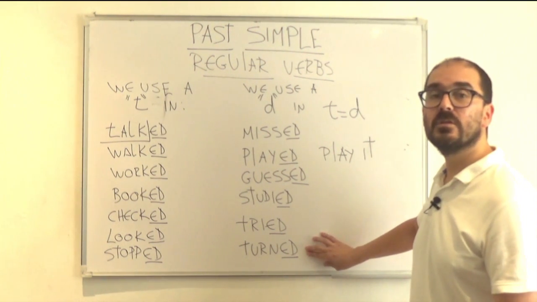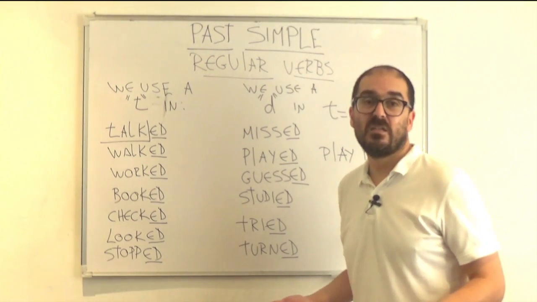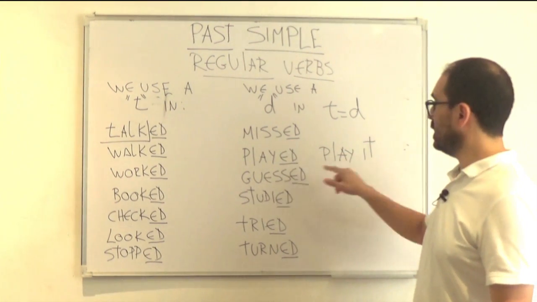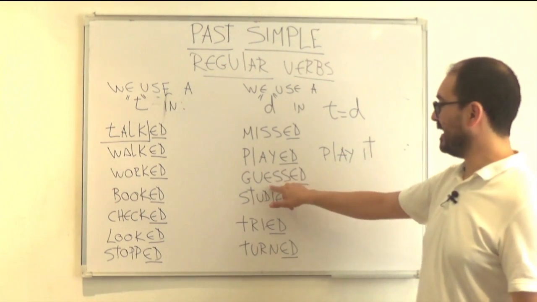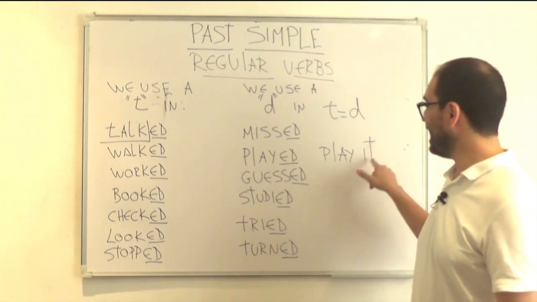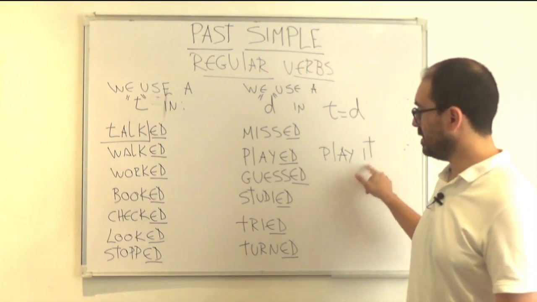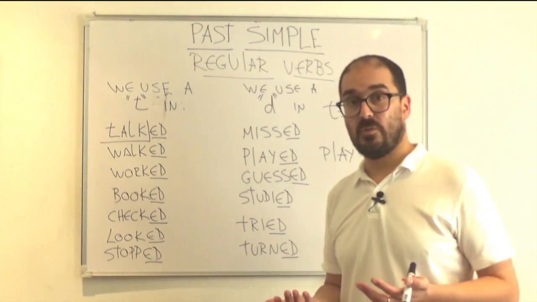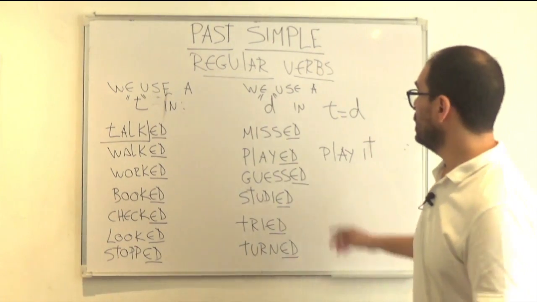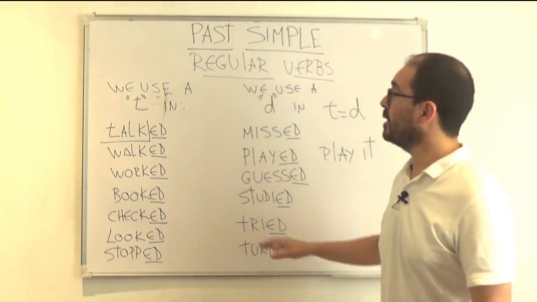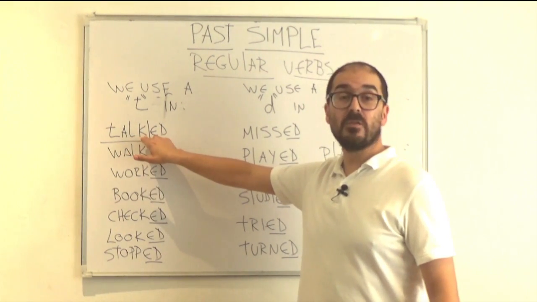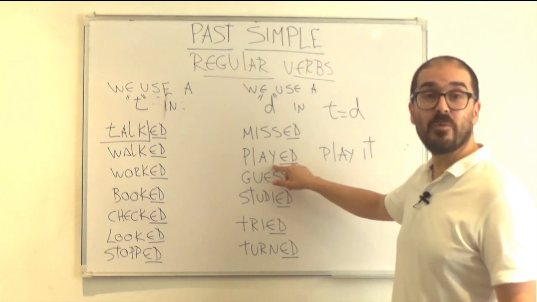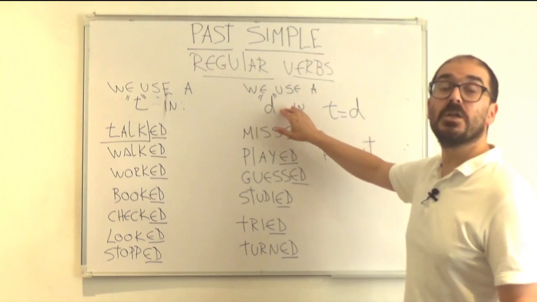What happens if I just say ed? It sounds like this. Miss it, play it, guess it, study it, try it, turn it. So we are misunderstood when we do that. So let's practice this, okay? For strong consonants in regular verbs, we use a T. For soft consonants and vowel sounds, we use a D.